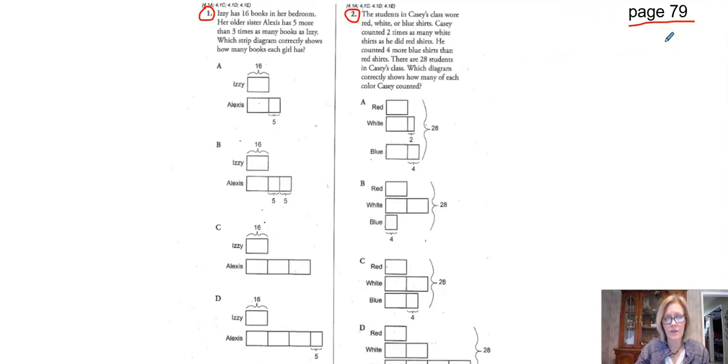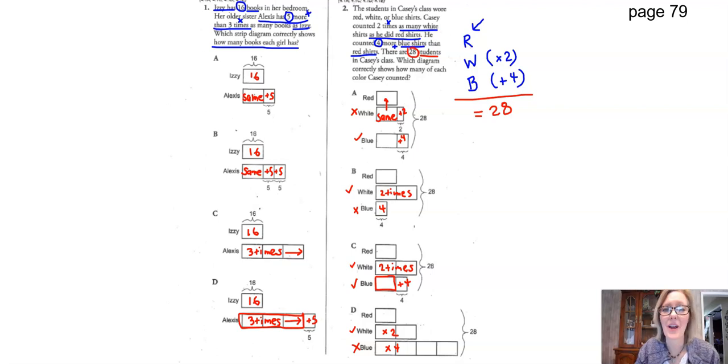Pause the video, solve them completely using your cube strategies and making sure you've looked through every answer choice, then turn on the video again and see if you've gotten them right, because I'm going to have them solved and you're going to see if you're right or not. Okay, so pause the video, solve your problems, and then come right back. All right, I hope you really did solve page 79 by yourself, and I have it all worked out here.